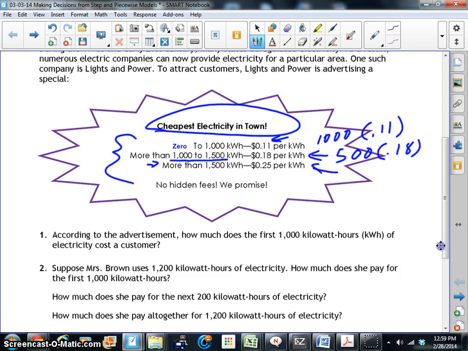Then finally, anything more than 1,500. Say, for instance, we have 1,501 kilowatt hours. That means first we have to subtract the first 1,500 kilowatt hours and get 1 kilowatt hour, and then you multiply by 0.25. So that's how this all works here.